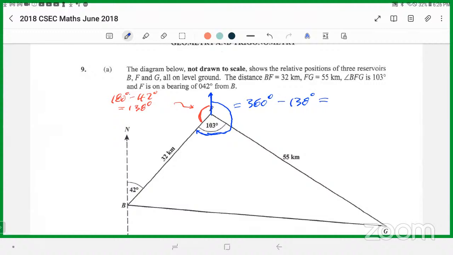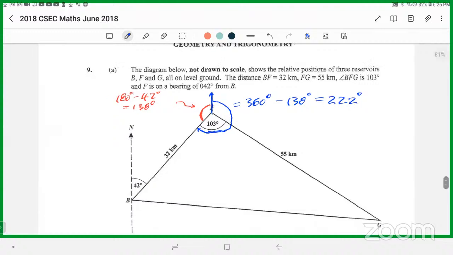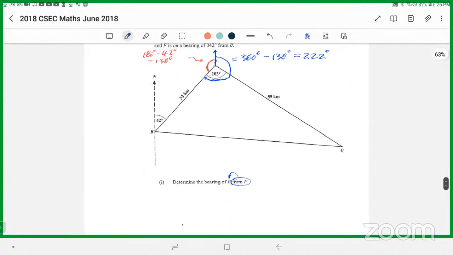Are you okay? Yes, sir. That's 222 degrees. So the bearing angle I want is 222, this answer right here. It is 360 minus 138, which is 222 degrees, from F to B.